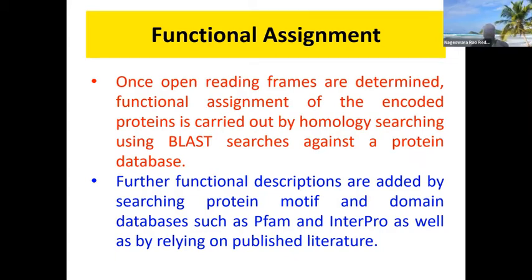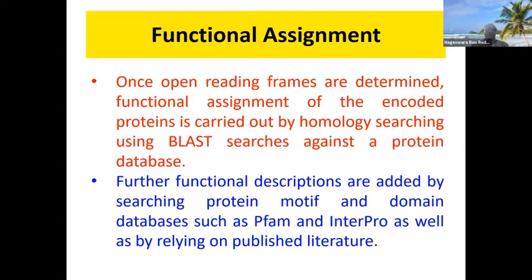So the first step is to identify the open reading frame, then search with BLAST. If you don't get any result from BLAST, then we go for a domain search or a motif search. For domains you have used the conserved domain database, and for motifs we have a motif database. Apart from this, you can use PFAM or InterPro based on motif and domain searches. This is how you assign a function for your gene.